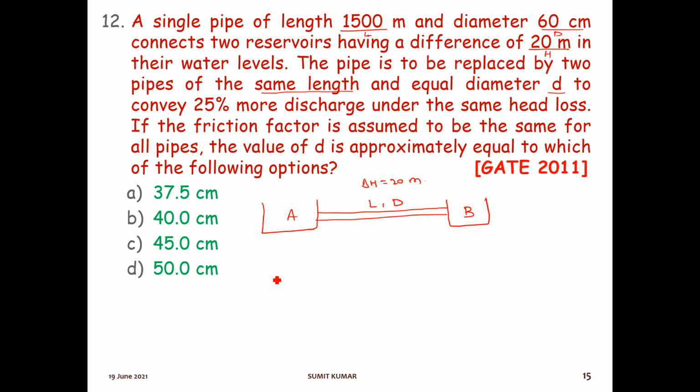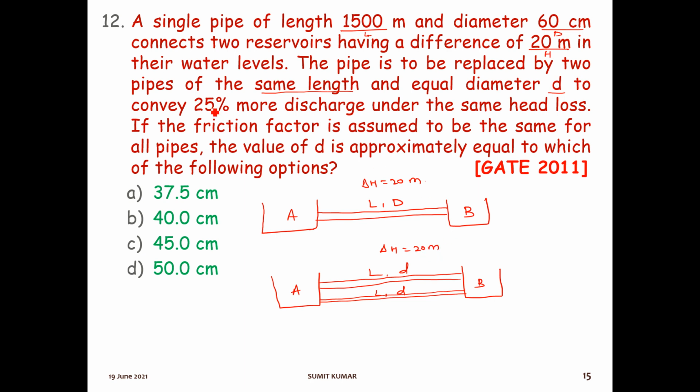Now in the second case, this reservoir is same and head difference will be same, but this is connected by two identical pipes. What does it mean? Two identical pipes means this length is same. Initially length is L. So in the next case, length is also same, and the equal diameter D means this is having L and D, and this is also L and D. Correct. And since reservoirs A and B are at the same place, this del H will be same, 20 meter.